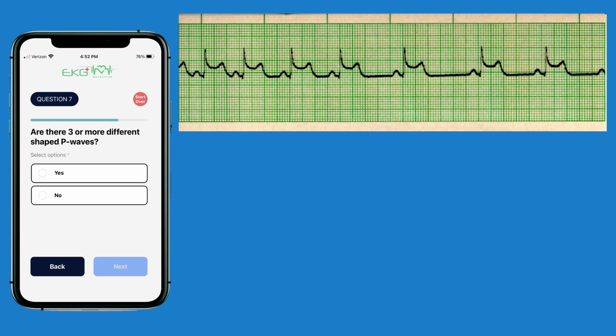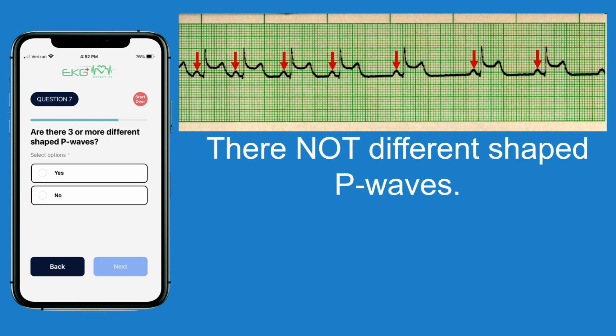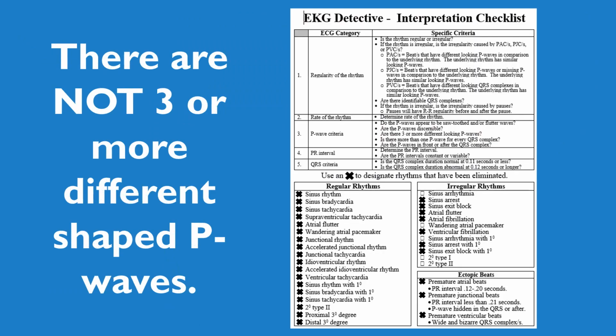Question 7 is asking, are there 3 or more different shaped P waves? Looking back at our P waves, it appears like they are all pretty similarly shaped. There definitely is not any different morphology. So there's not different shaped P waves. We will go to our app, select no, and then we will hit next. Looking at our checklist, since we do not have 3 or more different P waves, that will allow us to get rid of wandering atrial pacemaker.